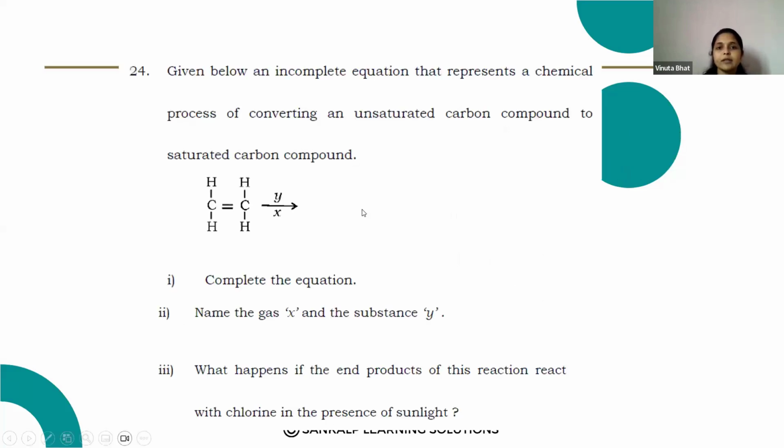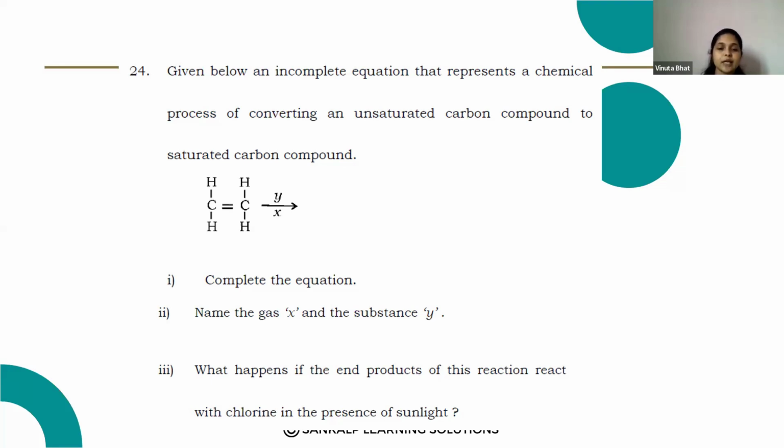Next question. Given below is an incomplete equation that represents a chemical process converting an unsaturated carbon compound to a saturated carbon compound. Complete the equation. Name the gas X and substance Y. What happens if the end product of this reaction reacts with chlorine in the presence of sunlight? Okay. So here, X and Y.